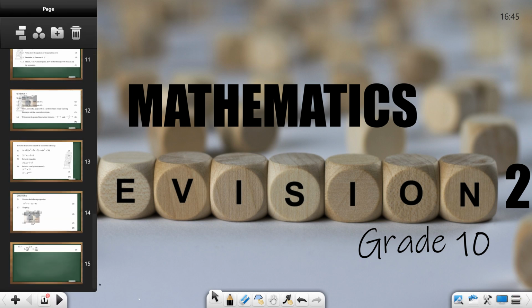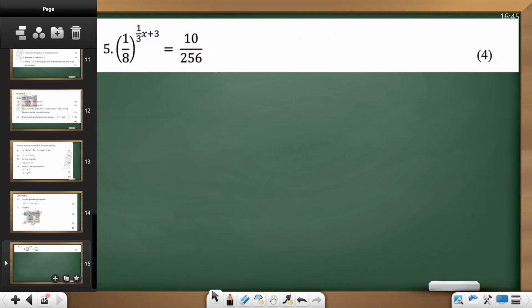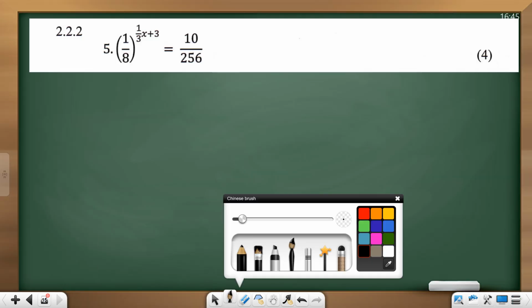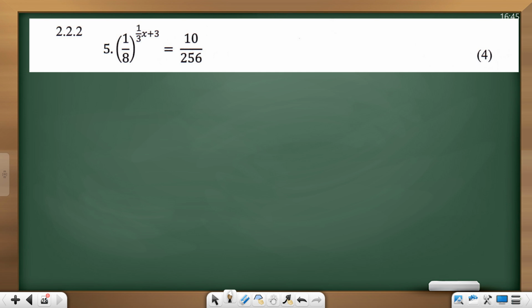All right, so the challenge here is question 2.2.2. All right, so this is Mzozo, question 2.2.2. All I need to do is to remove the 5 first. Keep the x on the left hand side. So I would divide both sides by 5.